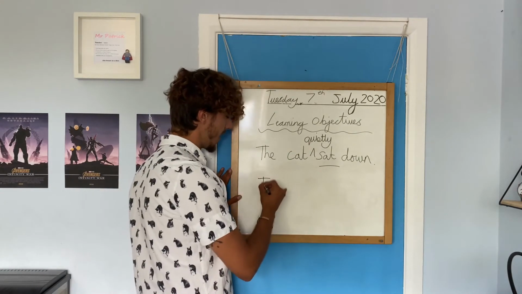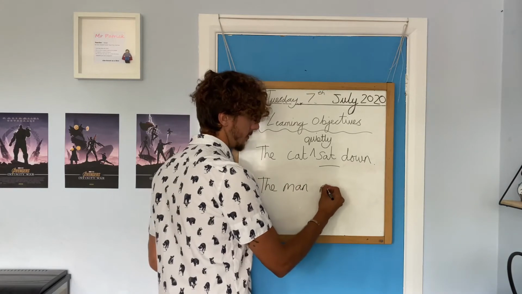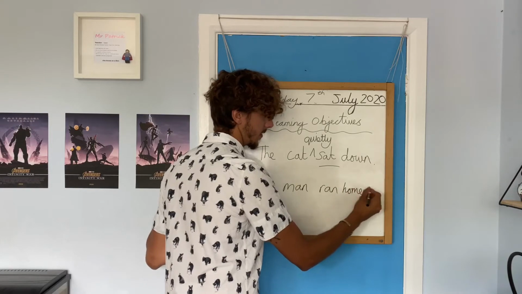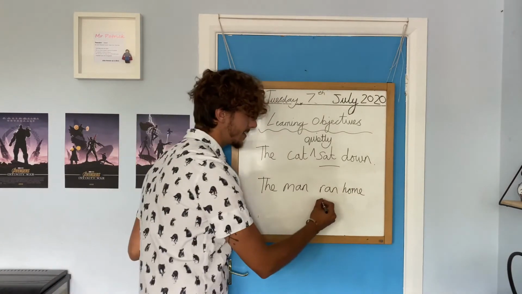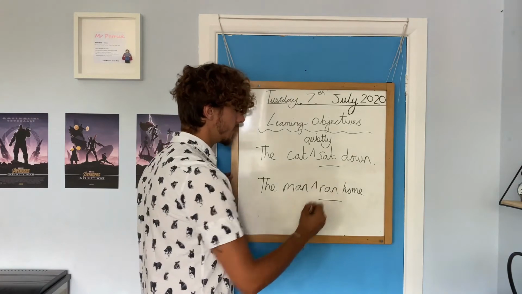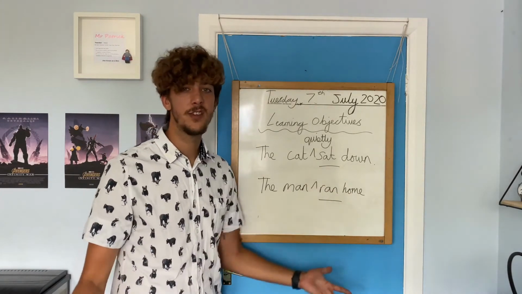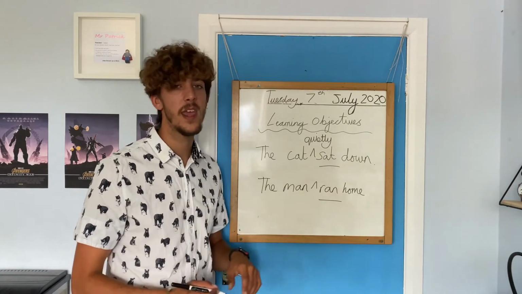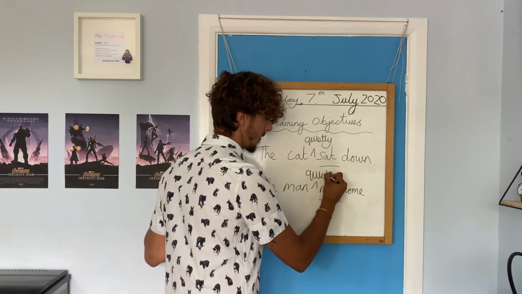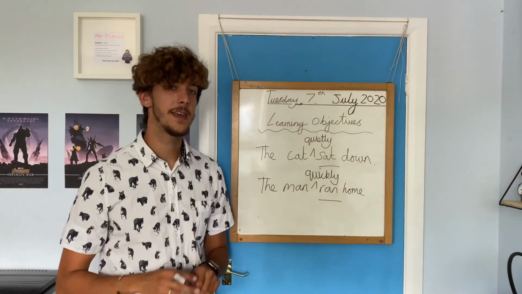We could say the man ran home. Okay, our ran is the verb because that's what he's doing. You can physically run. I'm going to add my little editor in before. So the man something ran home. Let's describe his running. I'm going to say he quickly ran home. So the man quickly ran home.